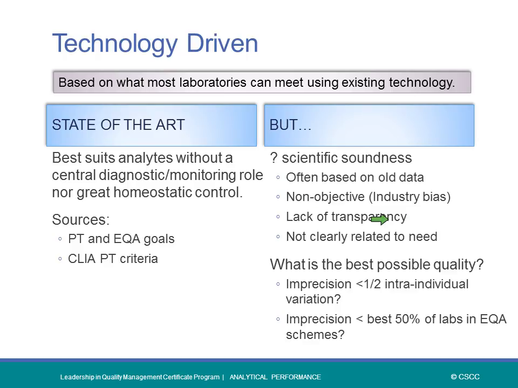And they are not related to medical need, or there's certainly not an obvious relationship between how well instruments perform and a clinical need. And of course, many of us may be left scratching our heads: well, how do we get that state-of-the-art standard from these various sources? So what should my precision goal be, for example? Should it be the performance of the best 50% of labs in an EQA scheme?